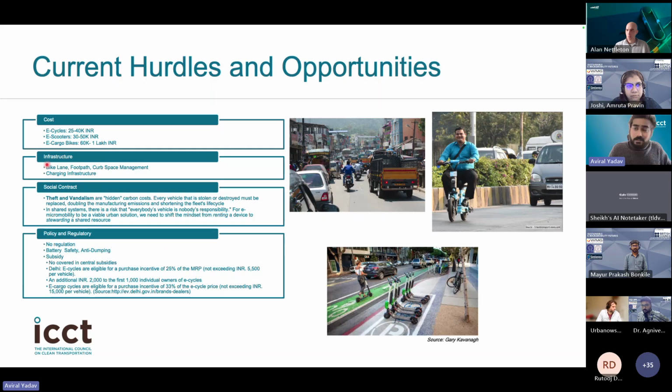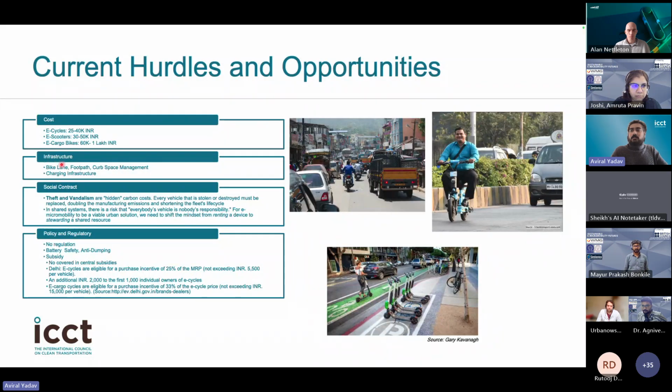Other than cost, the greatest barrier holding back electric micromobility is the infrastructure. We don't have bike lanes. We don't have proper footpaths in the city planning. Even if there are footpaths, they are encroached. So these basic urban problems are again becoming a hurdle.